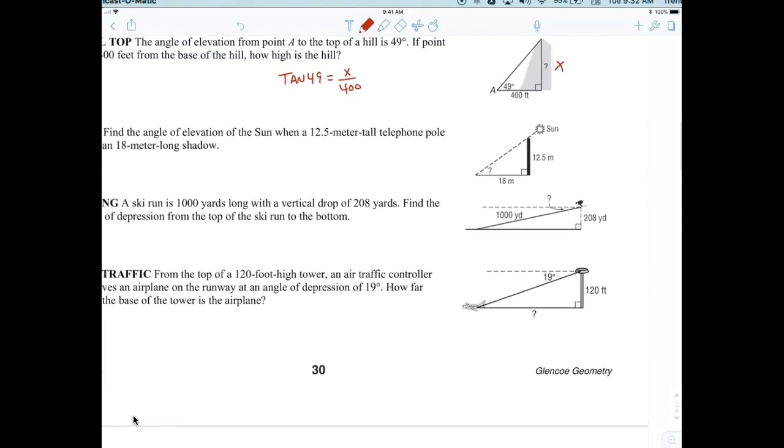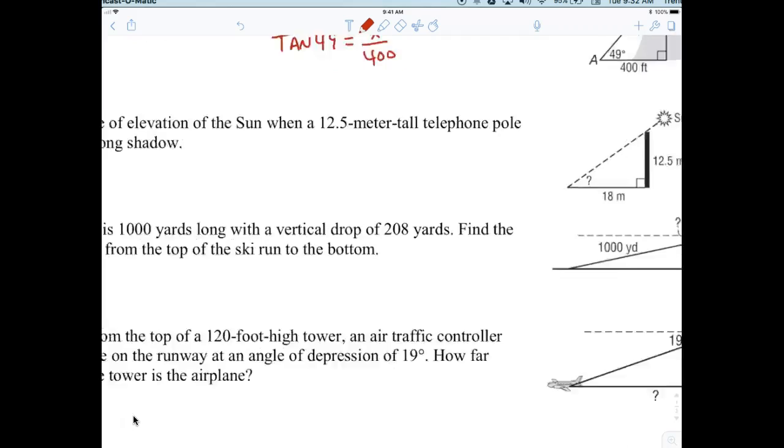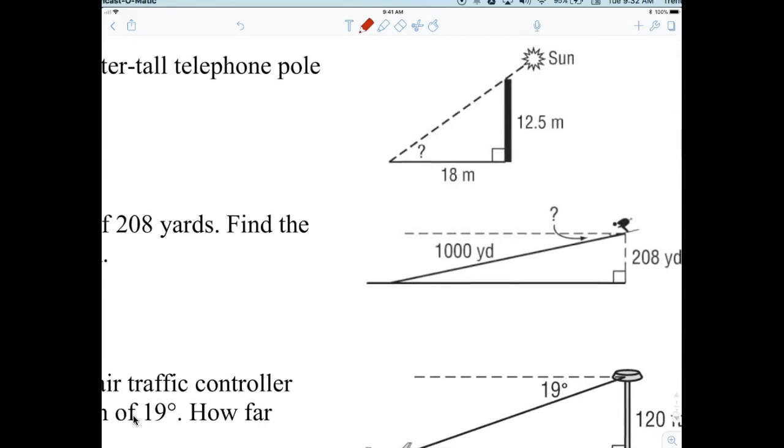Now, I'm trying to find the angle of what? Elevation. Does everybody see that? This is the angle of elevation. So what I'm hoping you can do right now is just say I'm going to use inverse tangent. Right? So I want you to say x is equal to the inverse tangent of 12.5 over 18. Now, if for some reason you don't know this, you can let me know. Anybody have any issues with that?